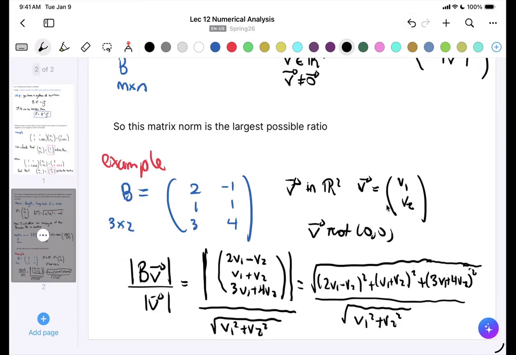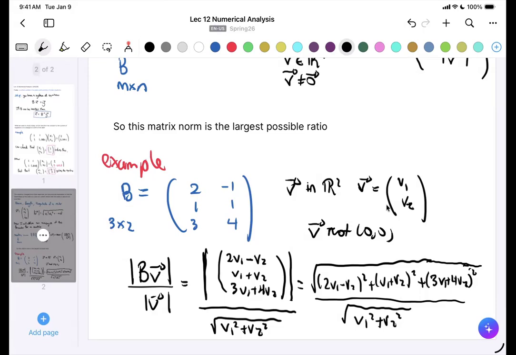Okay. So that is a ratio, right, of the lengths. And all that I'm saying is that this is a function of calc 3, right? If I had called this x and y, this is literally a function of calc 3. It's a function of two variables.